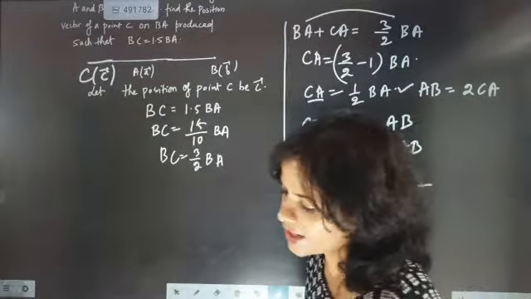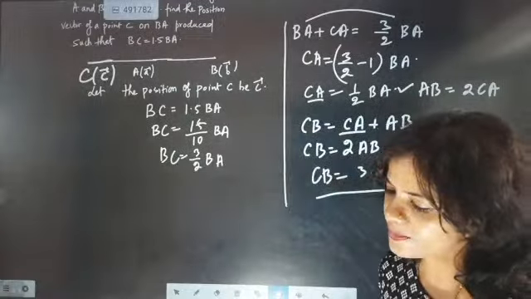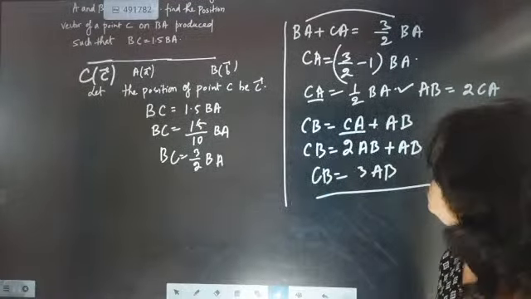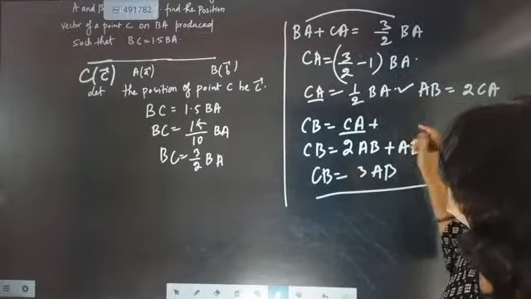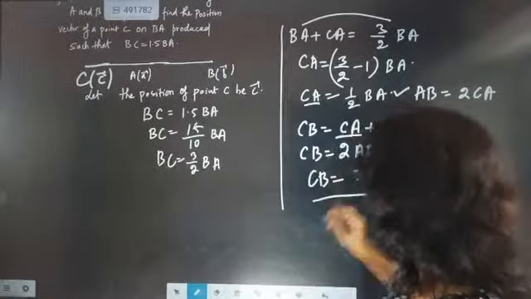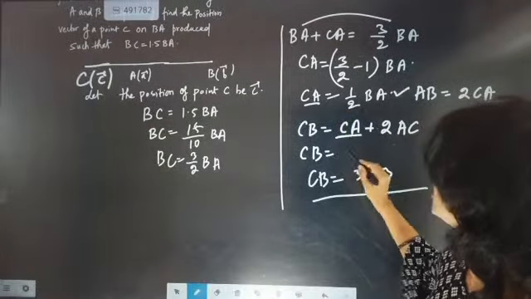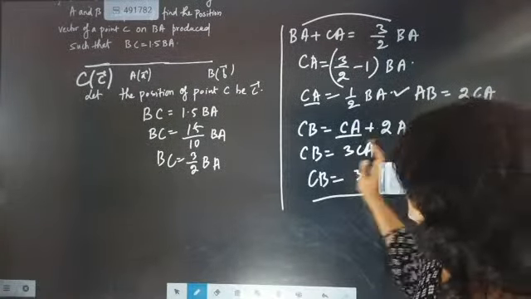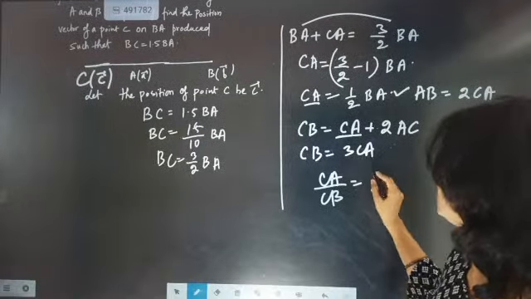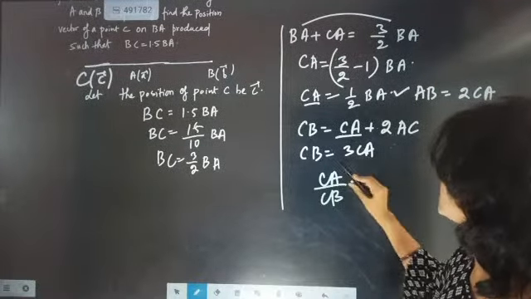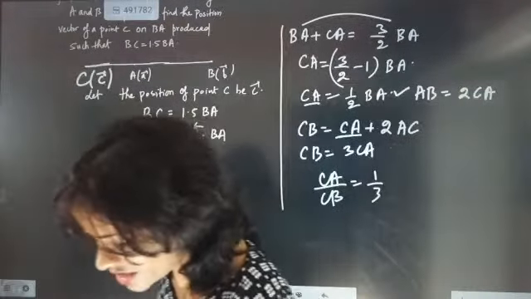CA is half BA came. Now CB is CA plus AB. Now AB will be twice CA, so I wrote that here. AB will be twice CA. That part only I have done. So it is coming as 3CA. So now we got the ratio CA by CB is 1:3.